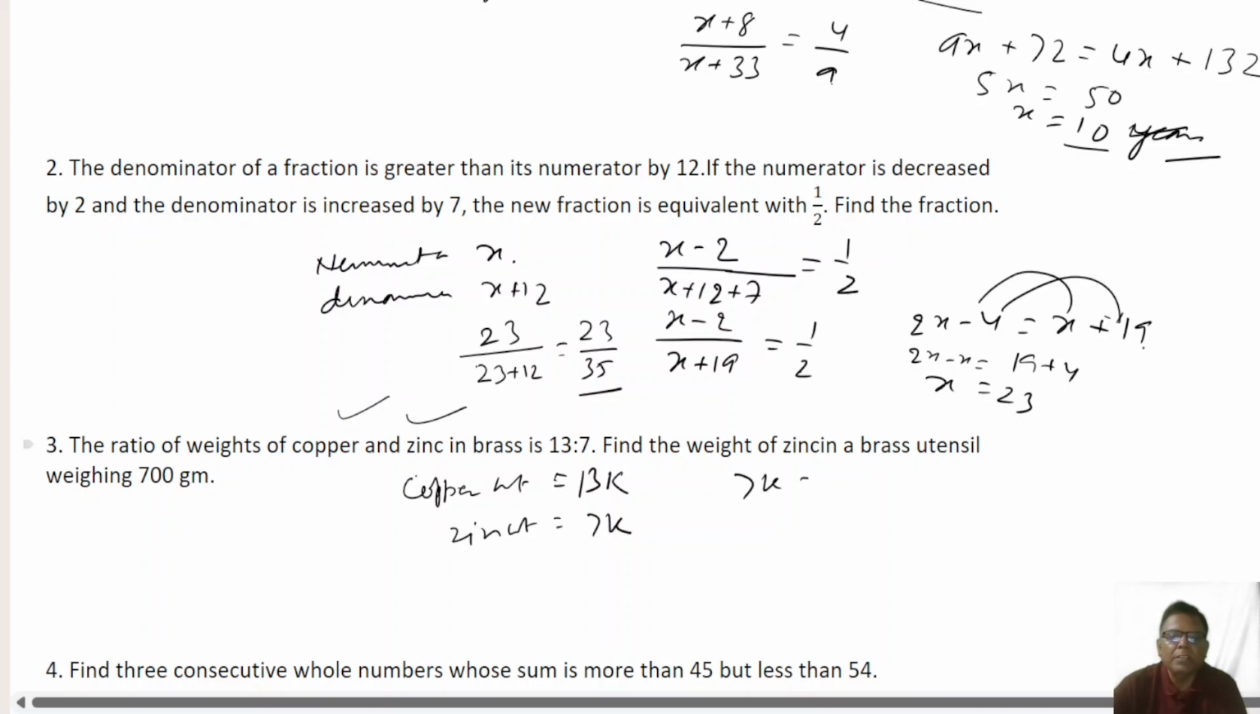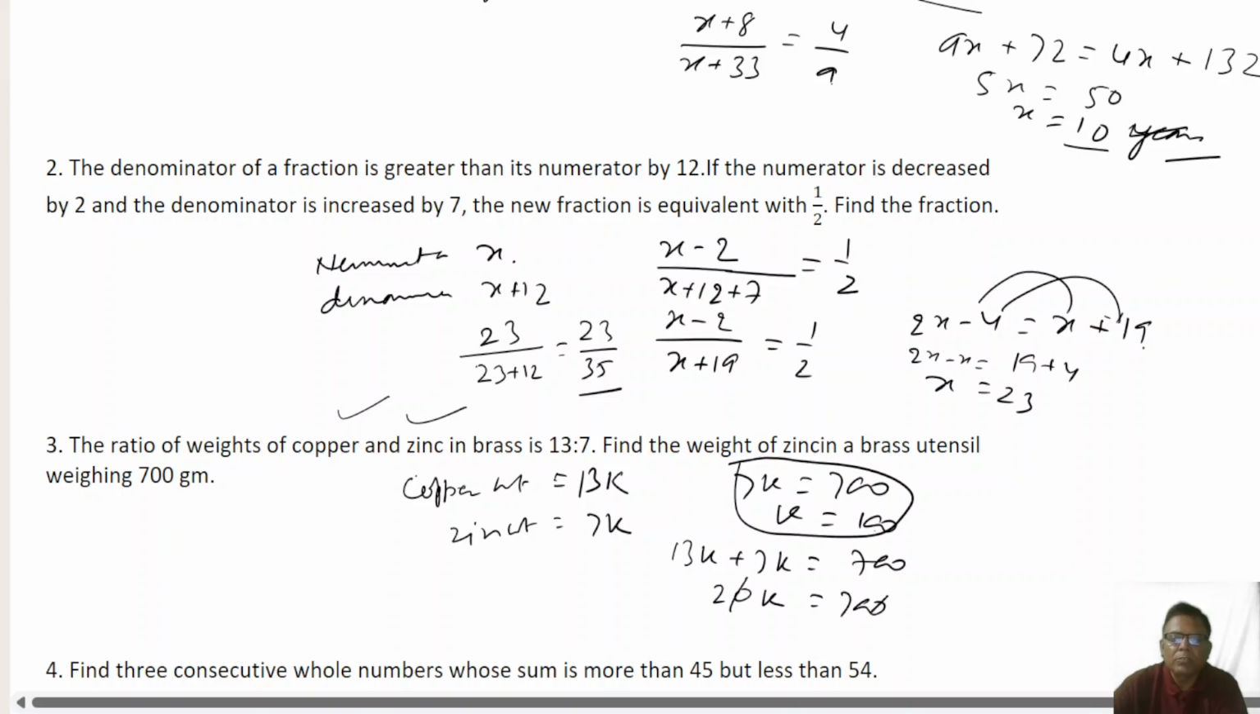That means 7K is equal to 700, then K is equal to 100. But the question says find the weight of zinc in the brass utensil weighing, no, total weight is 700. That means 13K plus 7K is equal to 700. That means 20K is equal to 700. Then K is equal to 35.